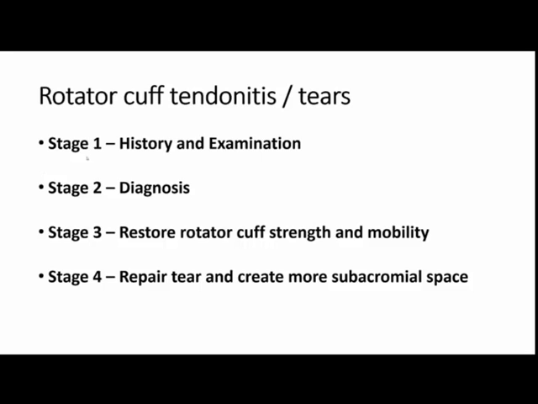So as I mentioned before, the staged management in rotator cuff tears or in tendonitis or whatever is history and examination first, really sort out what's going on, make a proper diagnosis, appropriate investigations as need be, and that includes ultrasound, and maybe even an MRI if you're not sure, but certainly good examination, history, plain x-rays. And then the key is to restore the cuff strength, and usually as part of your examination you've found that they've got a very weak cuff with decreased mobility.